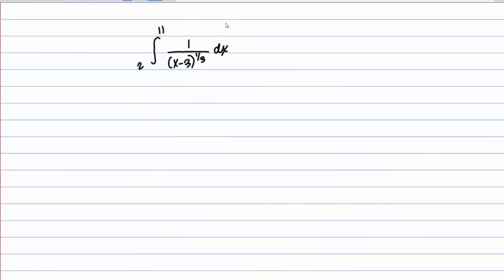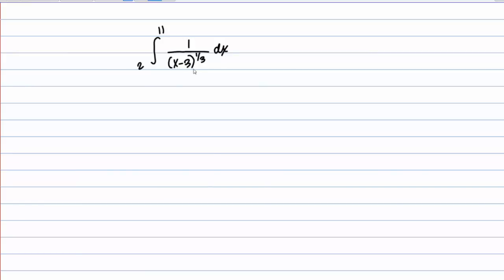In this example, we're going to look at the integral from 2 to 11 of 1 over the quantity x minus 3 to the 1/3 power dx. Now there's something really important to realize here, and that's that this is actually an improper integral. The way you can recognize that is by looking at this function here and noticing that it's going to have a vertical asymptote at x equals 3.